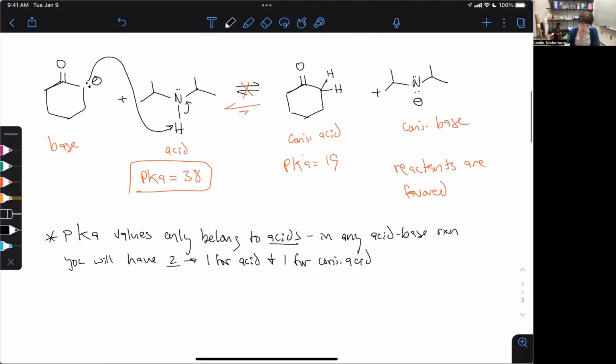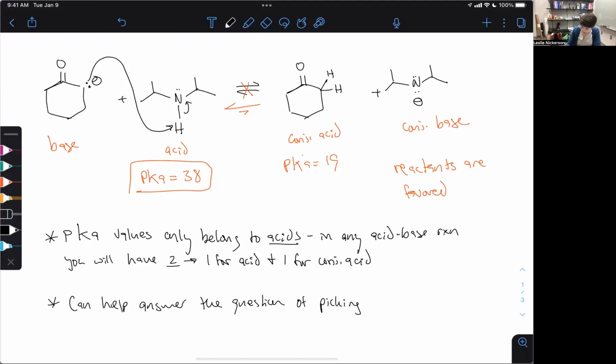And then the last point is that using this can really help you to answer the question of, is this base going to be good enough to deprotonate this acid? So it can help answer the question of picking a suitable base for a given acid.